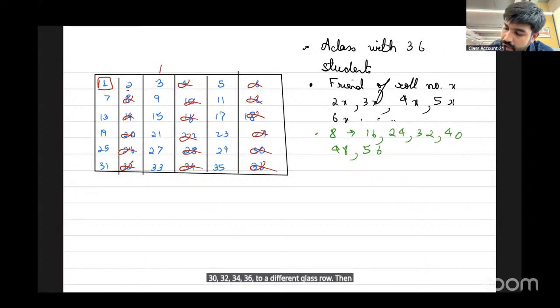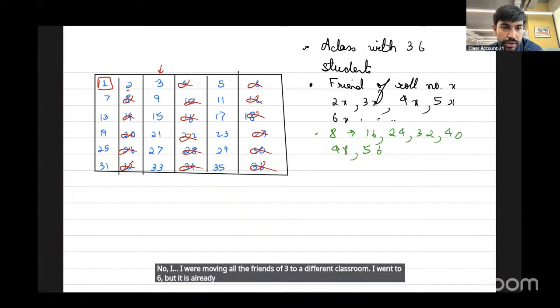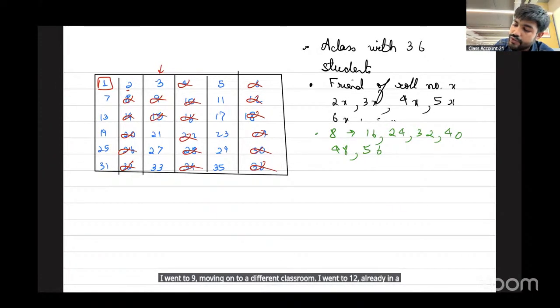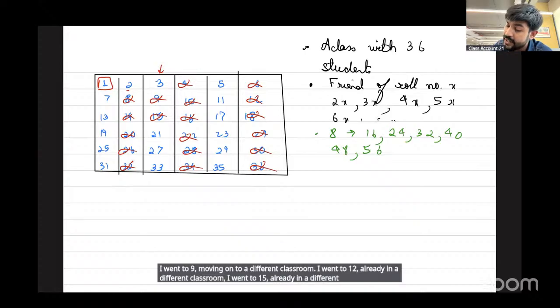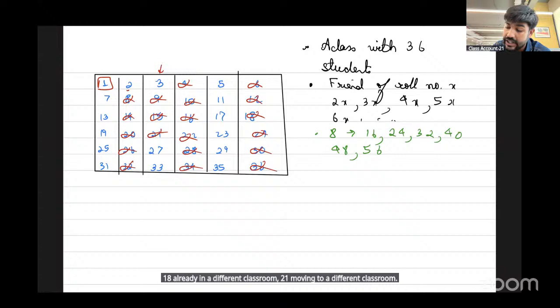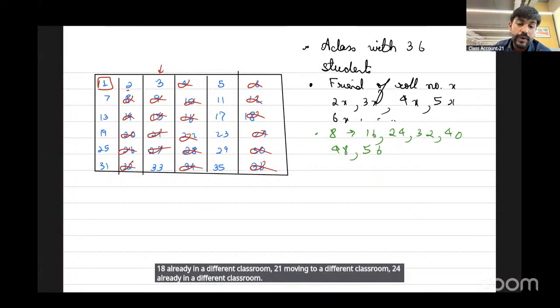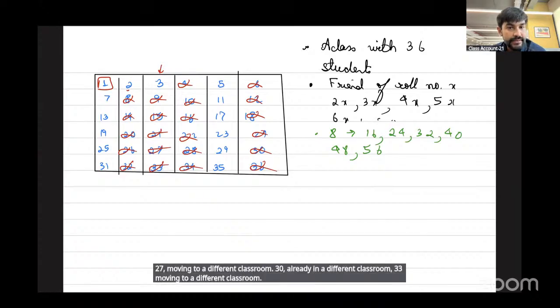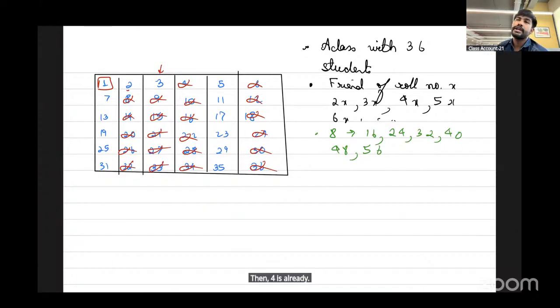Then I moved on to student 3. I was moving all the friends of 3 to a different classroom. I went to 6, but it is already in a different classroom. 9, moving to a different classroom. 12, already in a different classroom. 15, moving to a different classroom. 18, already. 21, moving. 24, already. 27, moving. 30, already. 33, moving. Done. 4 is already not in my class now.